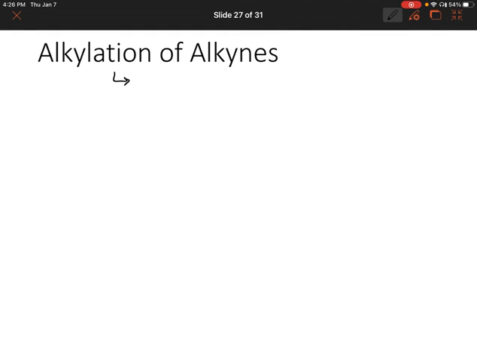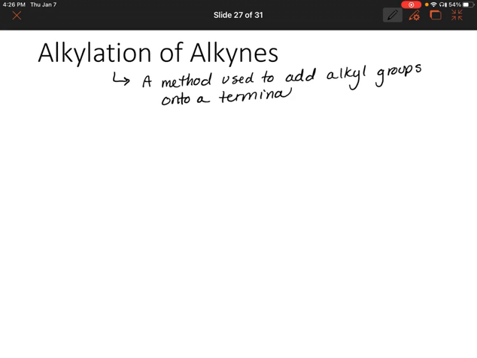So alkylation of alkynes is a method used to add alkyl groups onto a terminal alkyne. Okay, so I'm just going to draw a generic terminal alkyne. So remember, R just symbolizes some alkyl group.